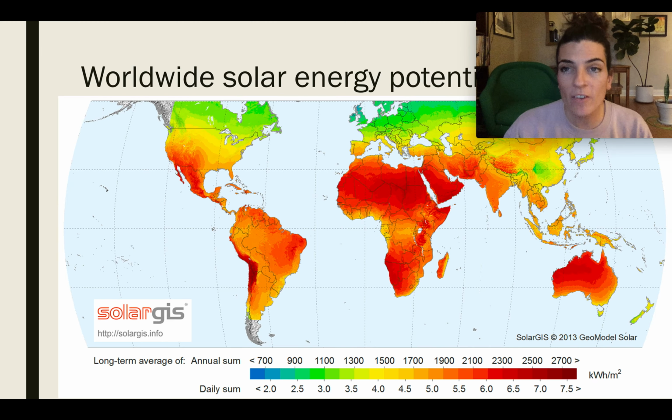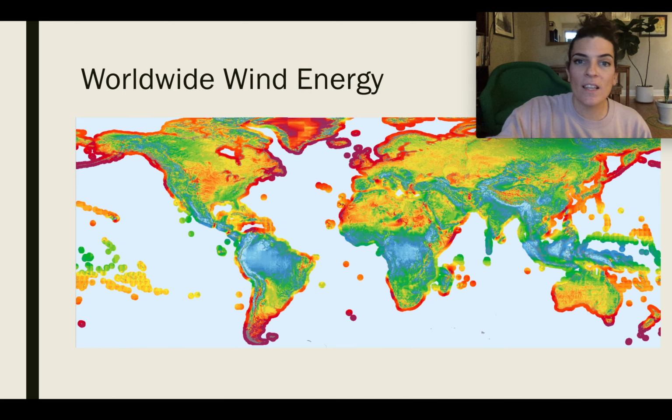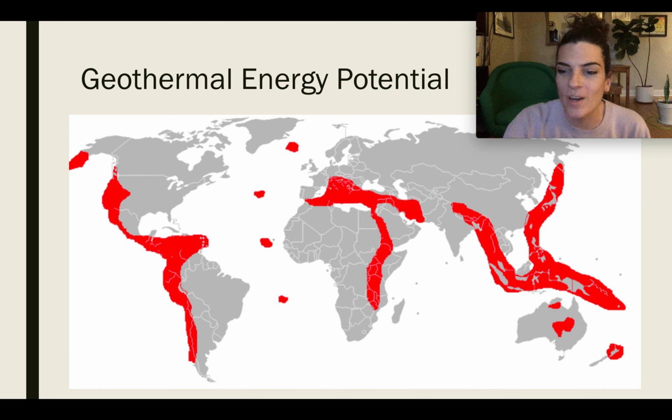There's also a lot of potential for energy extraction from the sun, from solar energy. And you'll notice that this, of course, is concentrated closer to the equator, which is a little different than the wind energy map, which is further toward the poles. So there is something for everyone here.